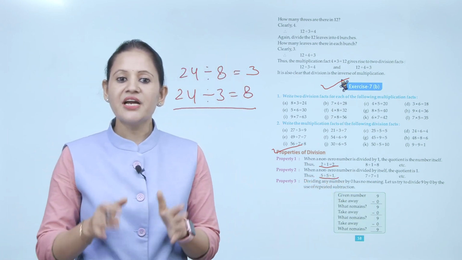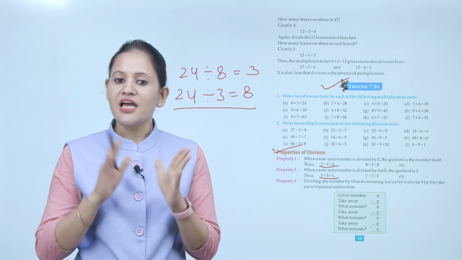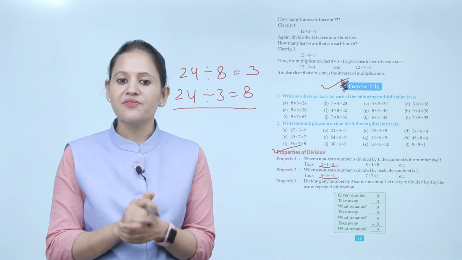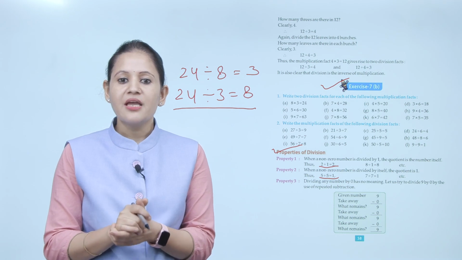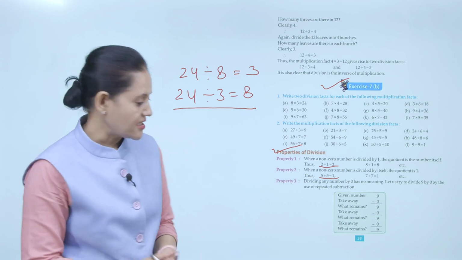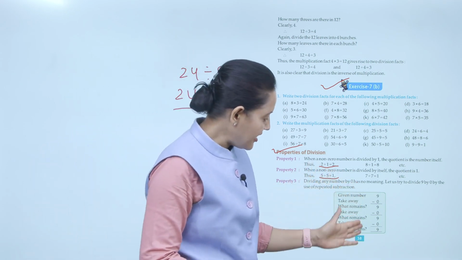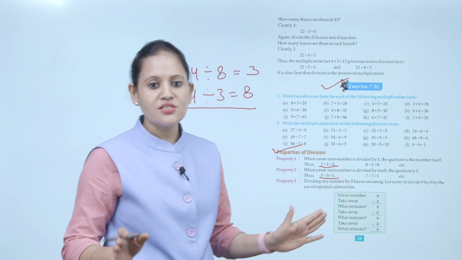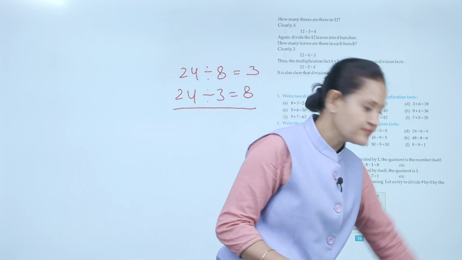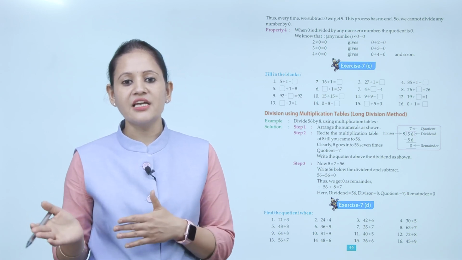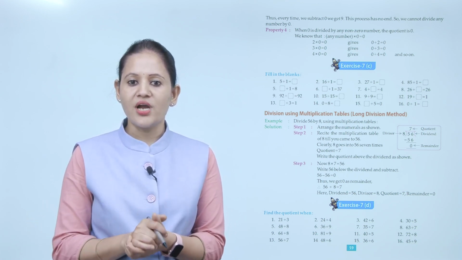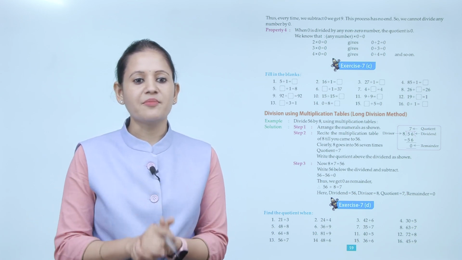Property 3: dividing any number by 0 has no meaning. Dividing any number by 0 has no meaning. Let us try to divide 9 by 0 using repeated subtraction. So we'll get 9 every time. So there is no meaning to that. Thus every time subtracting 0 we get 9. This process has no end. So we cannot divide any number by 0.